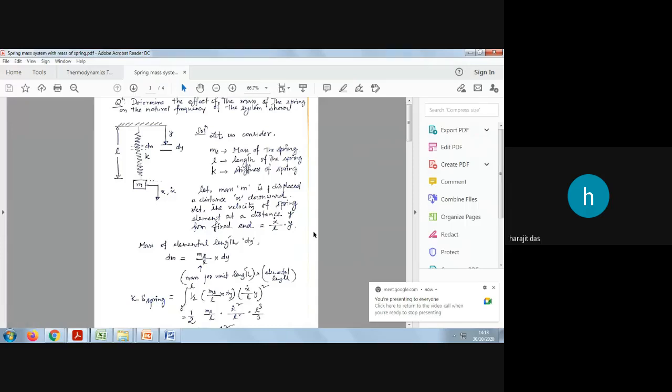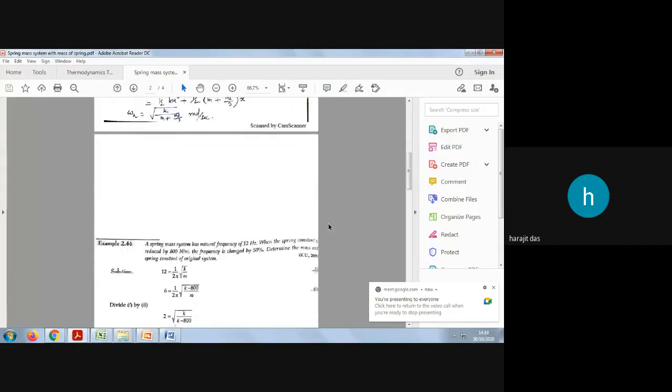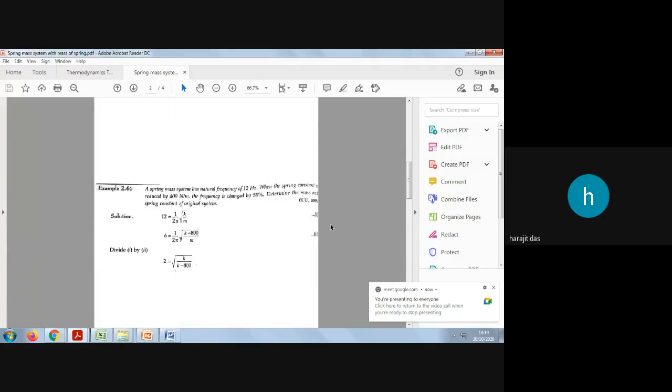Today we will finish this undamped part of vibration by doing some problems. I have taken some problems directly from the book, so we will discuss them here. Then we will finish this chapter, and in the next class we will move directly to the damped vibration.